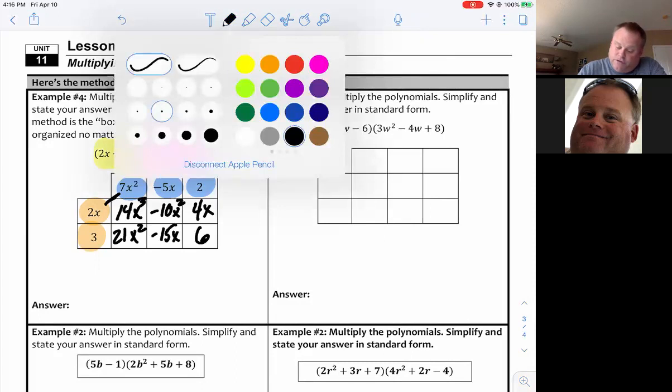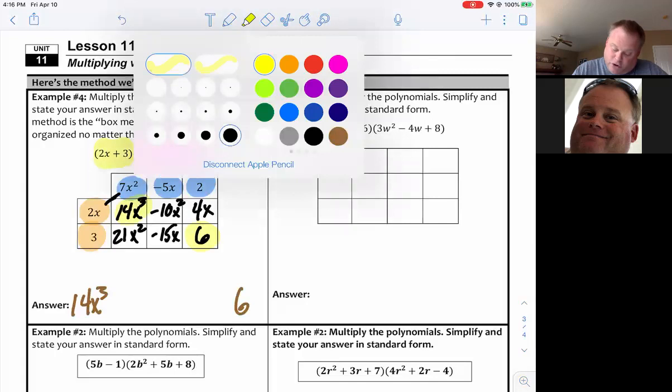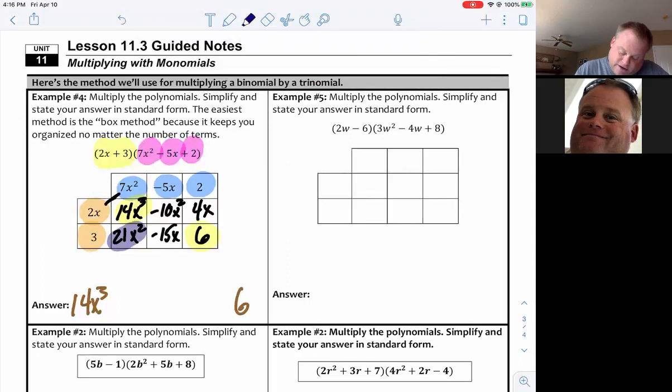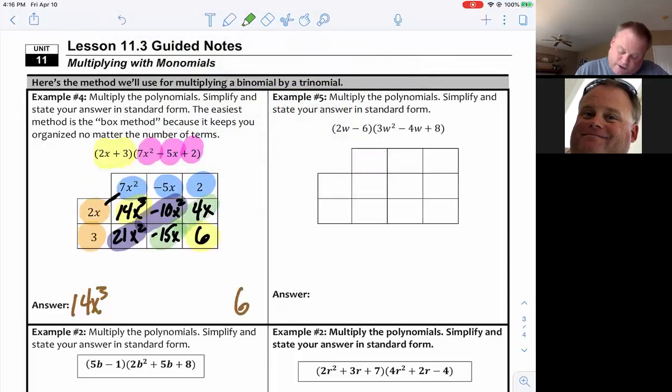Now, the easiest thing I'm going to show you is this. When I'm doing this, the terms in the middle always have something to combine with. The top left and the bottom right terms, the 14x to the third and the 6, the biggest term and the constant, have nothing to combine with. So those can simply be written outside: 14x to the third, and 6 is way out here. It's my first and last. They don't have anything to combine with. The only terms that have something to combine with are the middle terms. In this case, the 21x squared and the negative 10x squared combine, and the negative 15x and the 4x combine. I'm doing all this color-coded so you can see it.